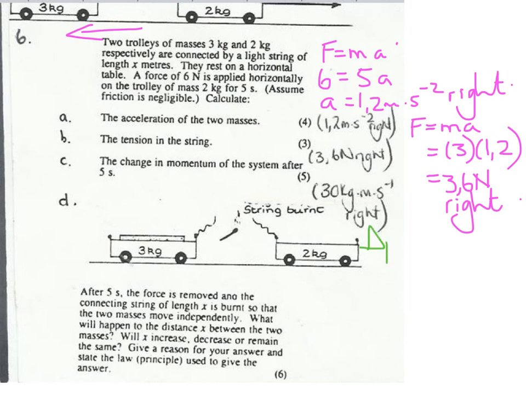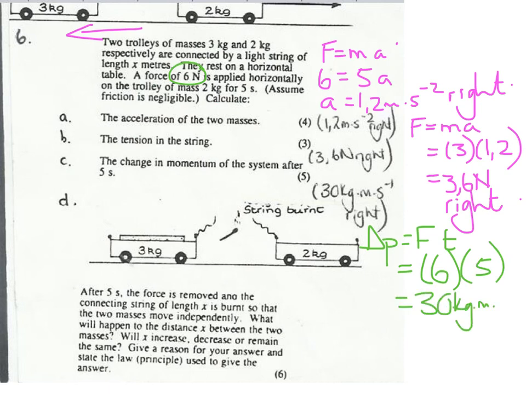What is the change in momentum of the system after those 5 seconds? Change in momentum is equal to force times time. The force that has been exerted is given here, so it's 6 newtons for 5 seconds, and I land up with 30 kilogram meters per second. And again, I need a direction because it is a change in momentum, to the right.